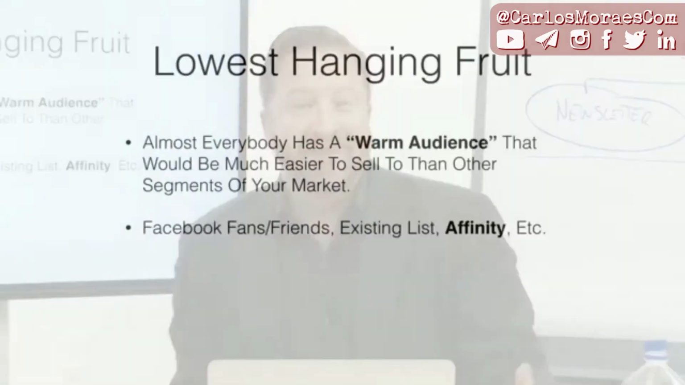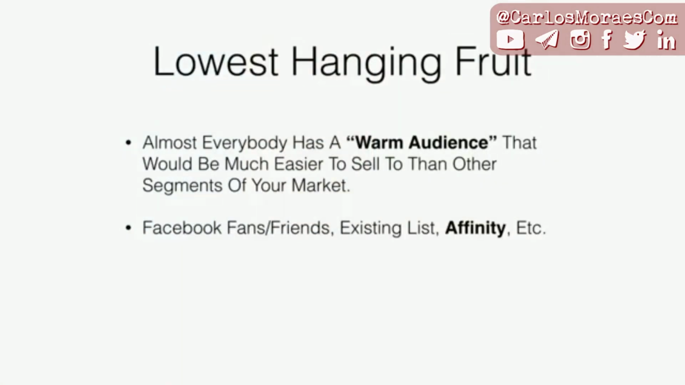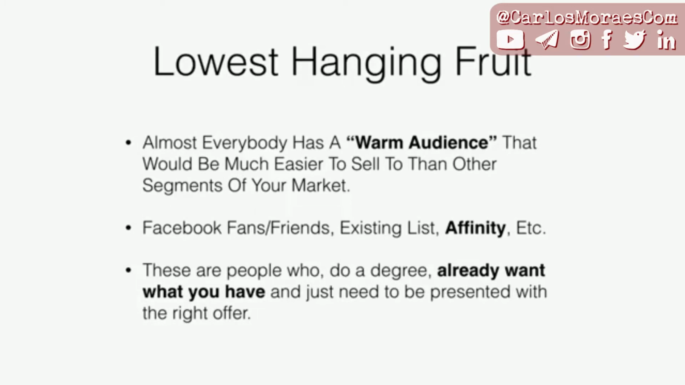If you have Facebook fans, that's low-hanging fruit. If you have an email subscriber list, that's low-hanging fruit. If you have people that are in the same group as you, that's low-hanging fruit. You get it. So that could be your Facebook fans and friends, your existing list, etc. Basically, these are people who, to a degree, already want what you have, and they just need to be presented with the right offer. So I'll show you our process for it.